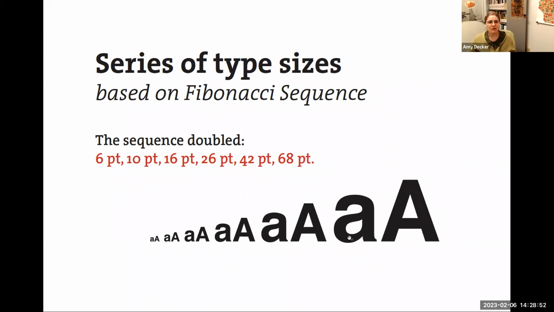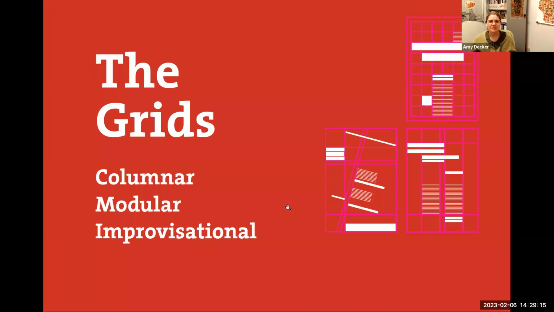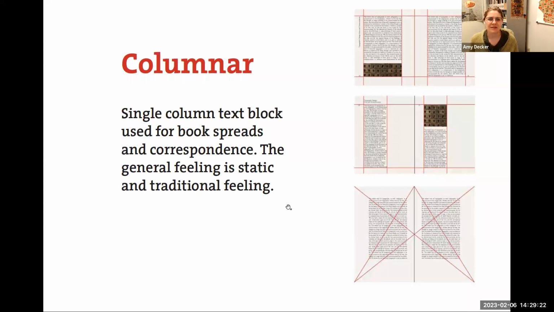You can also double, so you can keep going up higher. As the numbers in the Fibonacci sequence increase, the proportions between any two numbers closely approximate the golden section. So the Fibonacci sequence and the golden section are very similar and found in nature, as you can see by the example with the shell. Okay, so those are some of our ratios. Now we're going to get back into these different types of column grids.